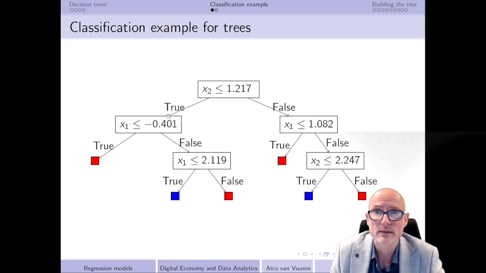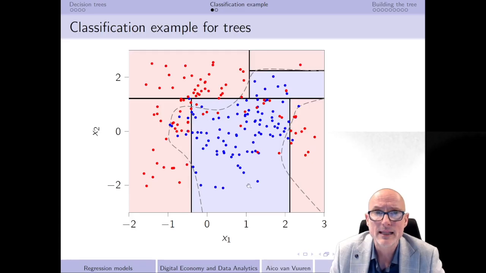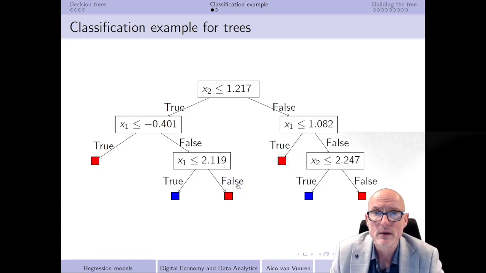Then we're going to see that if x1 is smaller than minus 0.4, then we're going to make a red prediction, of course. If that's not true, then we are going to be in this area over here, and then we still have to find out whether x1 is smaller or equal to 2.1. If that is true, then we are going to make a blue prediction. That means that at that moment in time we are going to be in this area that we have over here. Otherwise we are going to make a red prediction, and that means that we are in that area that we have over there.